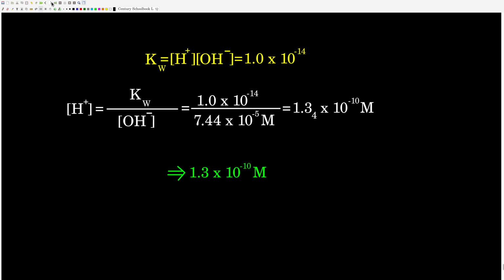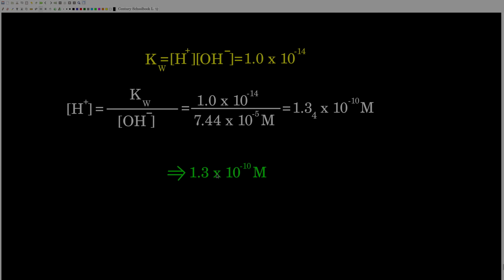Welcome back, guys. So we're using Kw because we're asked for hydrogen ion concentration. We just rearrange this a little bit and solve for hydrogen ion concentration. Kw over the concentration of hydroxide. Plug in 1.0 times 10 to the minus 14th for Kw, concentration of hydroxide here, and we get the concentration of hydrogen ion, 1.3 times 10 to the minus 10th molar. Notice the hydroxide ion concentration is greater than 1 times 10 to the minus 7th, so the hydrogen ion concentration is less than 1 times 10 to the minus 7th molar. And that's all there is to it, guys.